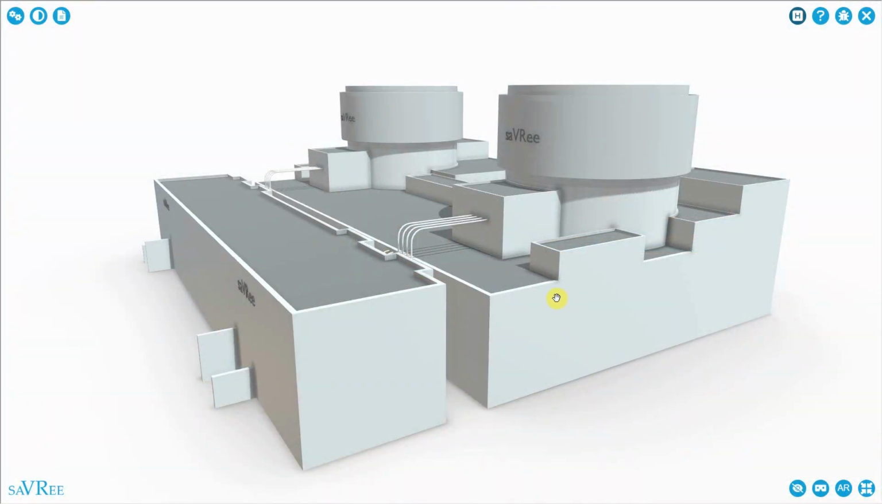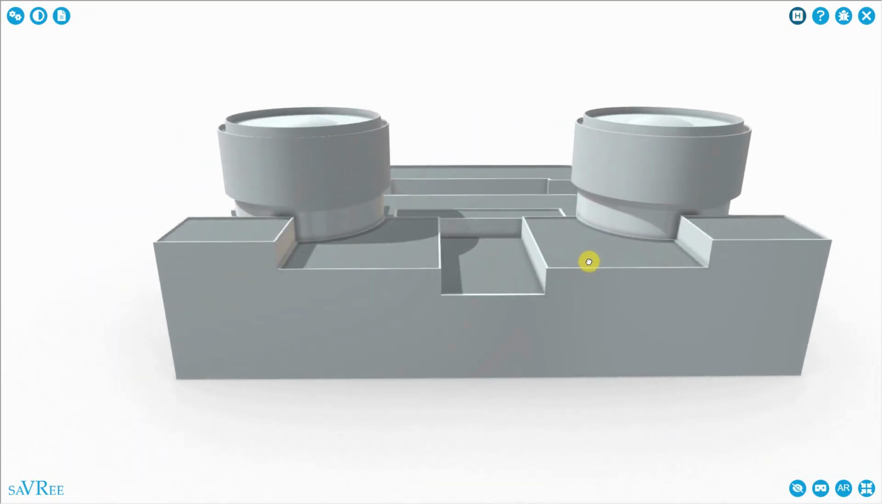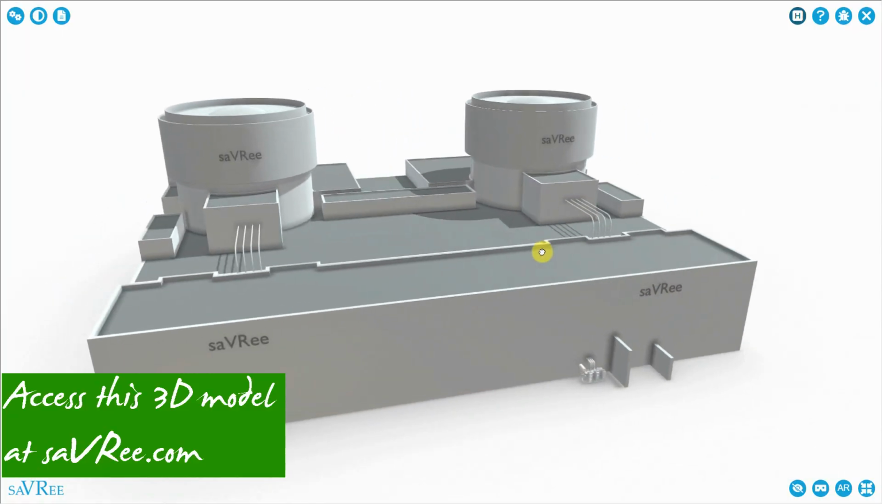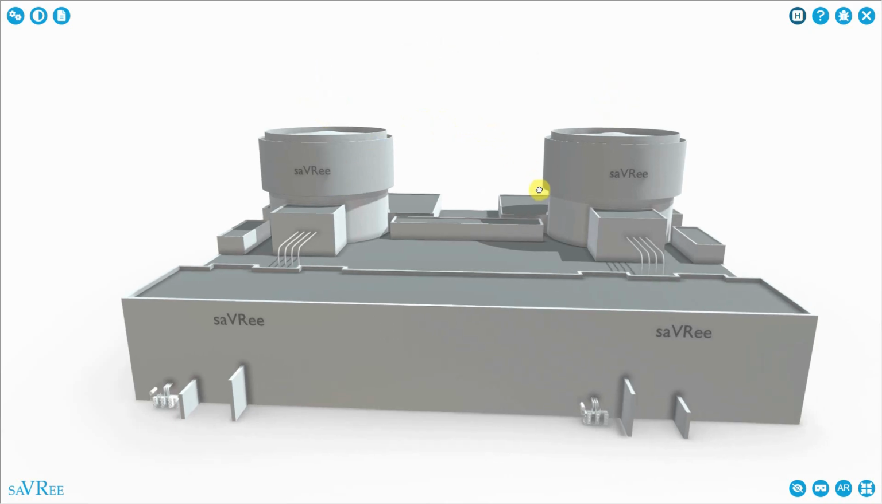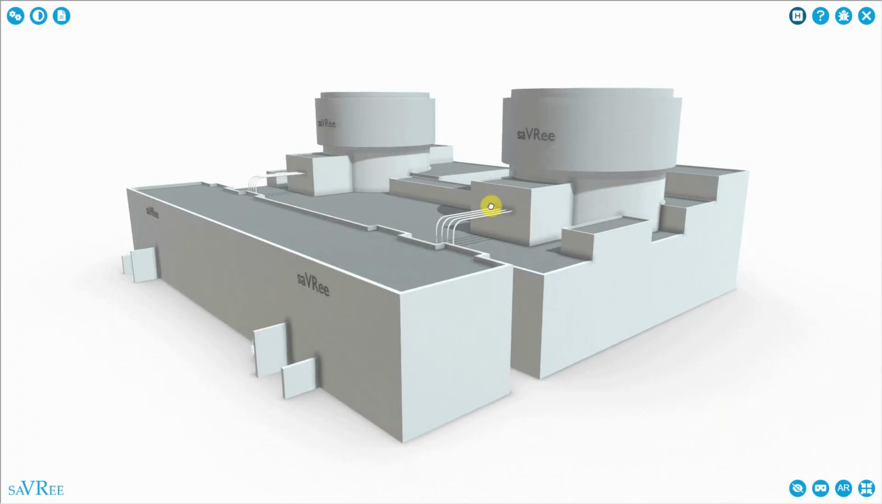So here is our nuclear power station. Got a bit of saVRee branding on it, as you can see. There are two blocks, one on the right and one on the left. In the power generation industry, you might classify the one on the left as block A and the one on the right as block B. This just means that we've got two separate sources for power generation.